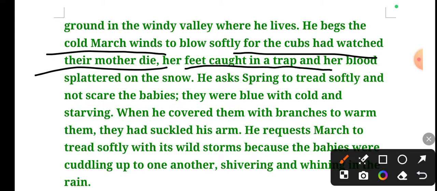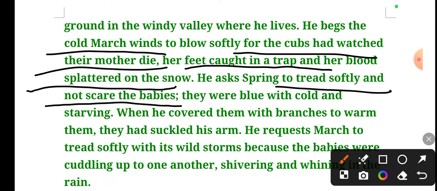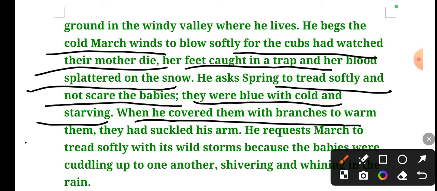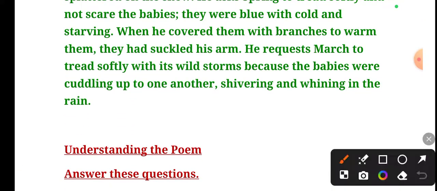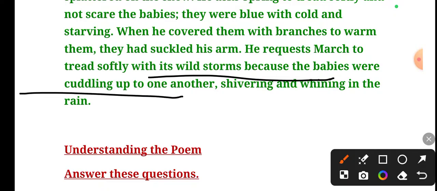Her feet caught in a trap and her blood splattered on the snow. He asks Spring to tread softly and not scare the babies. They were blue with cold and starving. When he covered them with branches to warm them, they suckled his arm. He requests March to tread softly with its cold storm, because the babies were cuddling up to one another, shivering and crying in the rain.